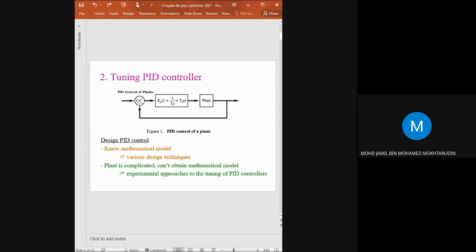So to tune the PID controller, we put the PID controller in front of the plant. The PID has the component Kp times (1 plus 1 over Ti s plus Td s). So this is where you factorize Kp, and that's why you get Ti and Td. So you can design a PID controller if the plant is complicated and you cannot obtain the mathematical model.